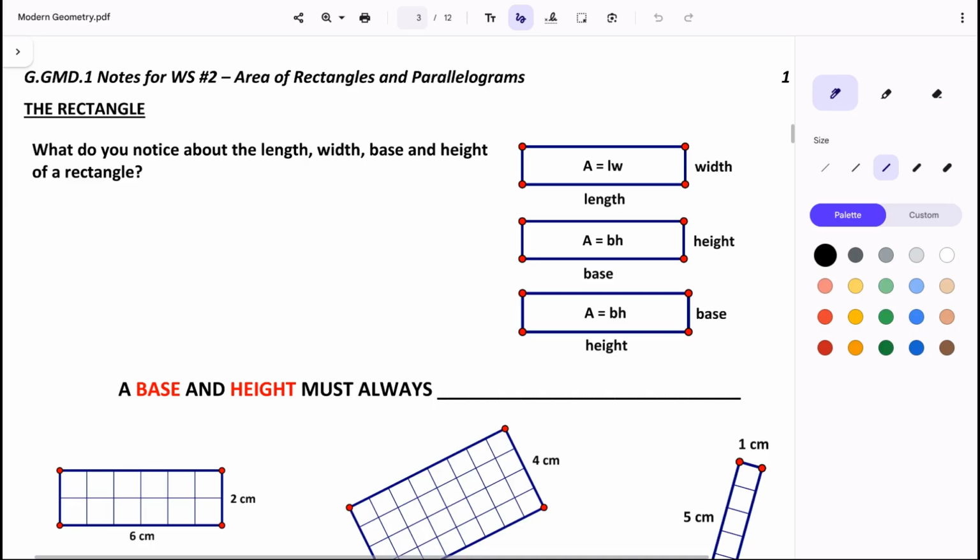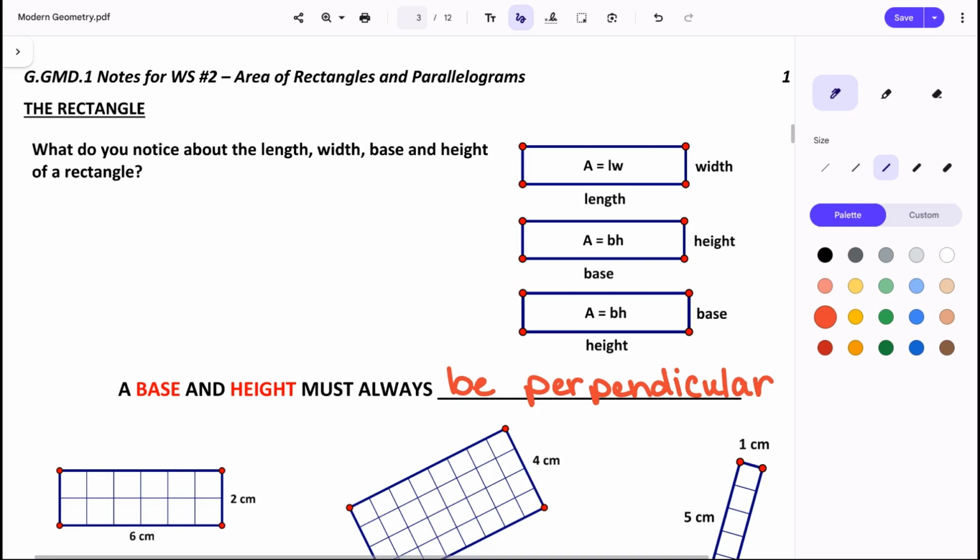When my base and my height connect, they have to be perpendicular. So down here where it says a base and a height must always, we're going to fill in be perpendicular. Remember, perpendicular just means that it would have a 90-degree angle. So in order for you to have a base and a height, they have to be creating a 90-degree angle here. That's going to be more important when we start talking about parallelograms today.